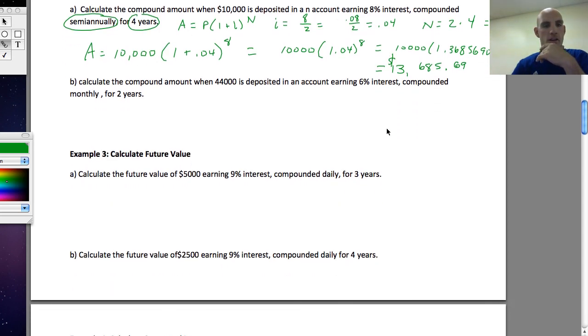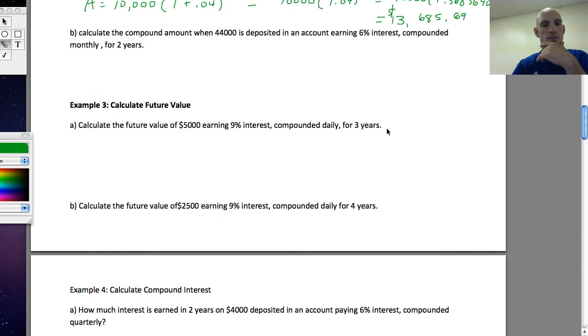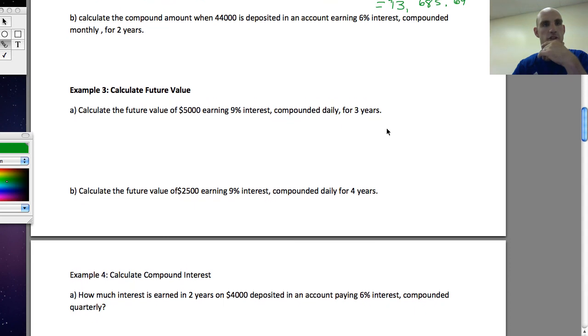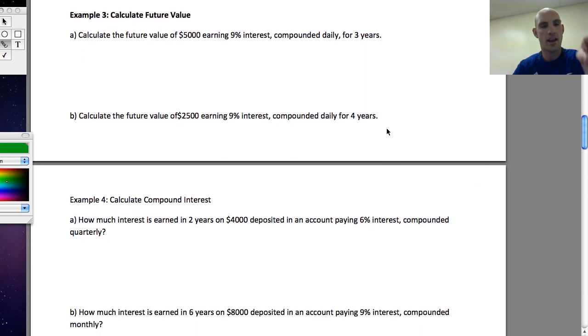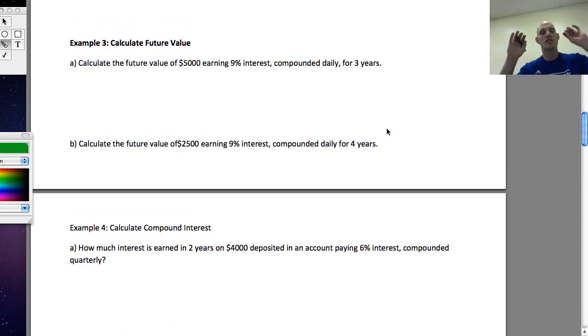All right? Knowing what you know about future value, I want you to try B and C. Try these 3 on your own. And that's where I'm going to leave you. Remember what it means to have future value. Remember what this formula is. See if you can do this on your own.